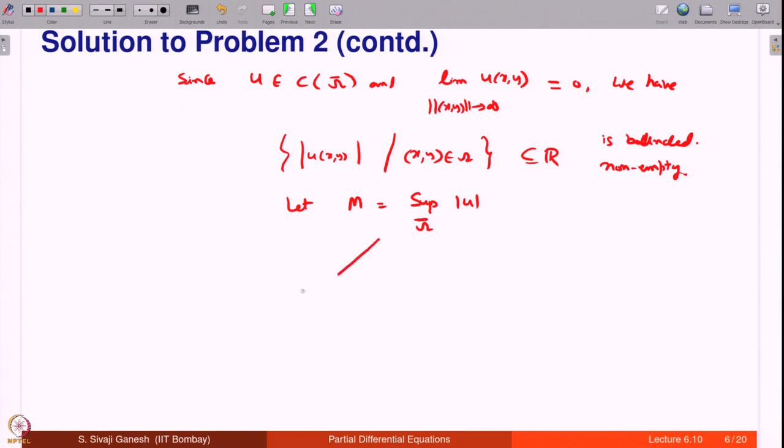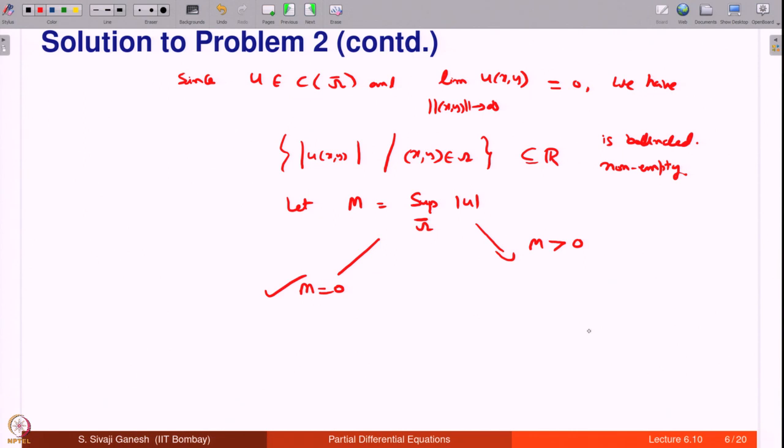Now suppose m is 0, then there is nothing to prove. If m is 0, it means u itself is 0, therefore what we are supposed to prove holds automatically, there is nothing to prove. So we would as well assume that m is a positive quantity and show what is required, namely that maximum of mod u on omega closure is same as maximum of mod u on boundary of omega.